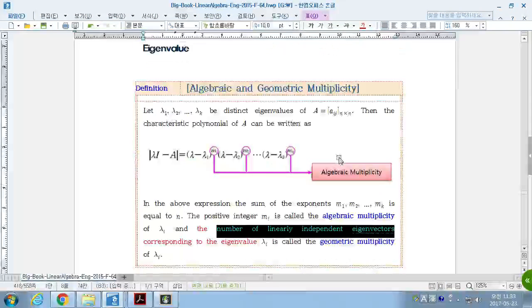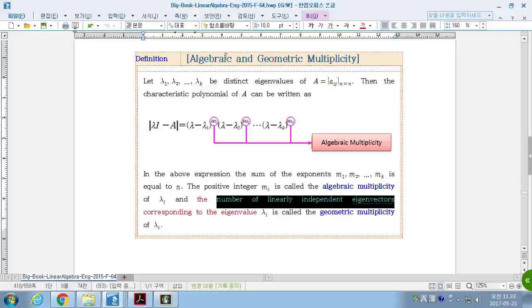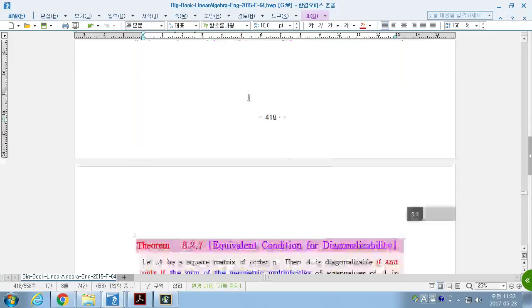Okay, now, so you should know the algebraic multiplicity and geometric multiplicity. Difference of these two. 그러니까 기말고사에서 이게 개념 물어보는 문제가 나올 테니까 you should know clear concept of these two.